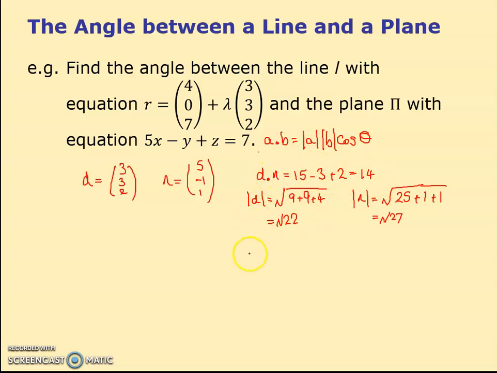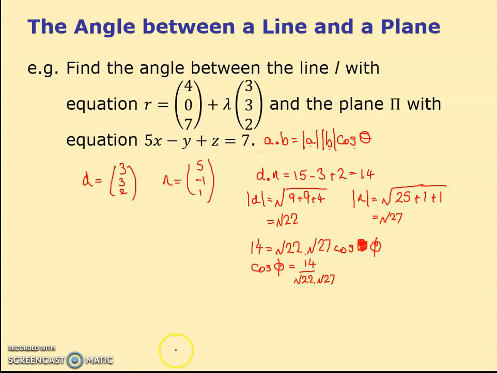my d dot n, which I know is 14, but I also now know it's the magnitude of this, cos of the angle in between. Root 22, root 27, cos theta. So I say cos theta, this is cos phi, because that's what I've said this rule gives me. It gives me the wrong angle. So cos phi is 14 over root 22, root 27.